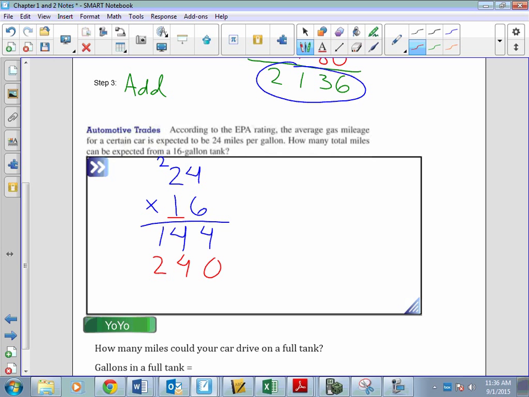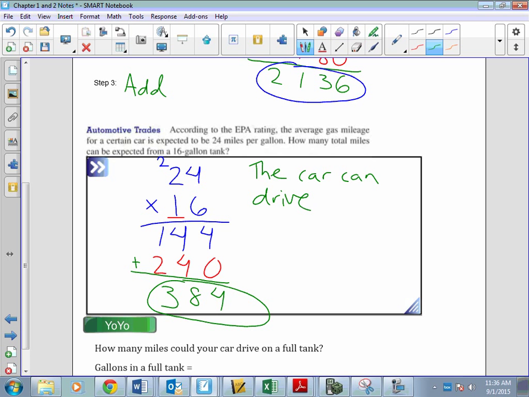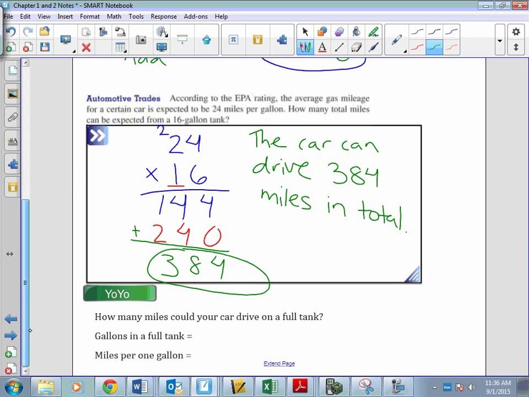Now the last step is going to be to add up all my pieces. I get 4, 8, 3. That car could make it 384. What? Well, I need to answer the question. I'm going to write it out back as a sentence. How many total miles? So the car can drive 384 miles in total, if it was full and it drove it all the way to empty.